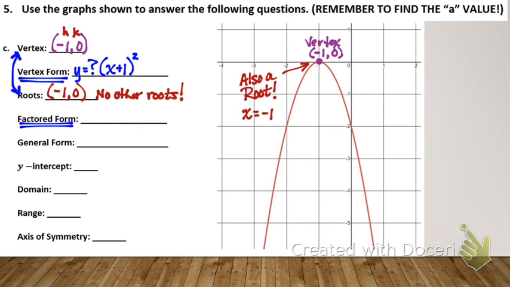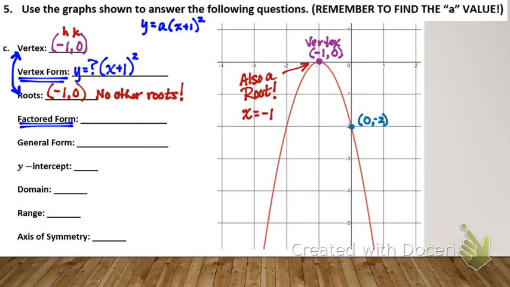Still don't know that a value, though. I'm going to need to substitute a point in to figure it out. Pick out some other point off this parabola that we could use. This guy right here? Negative 2 and 0. Yep. What does that ordered pair look like? Because which part is the x and which part is the y is really important. It's negative 2 and 0.